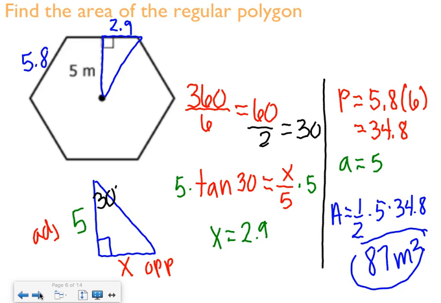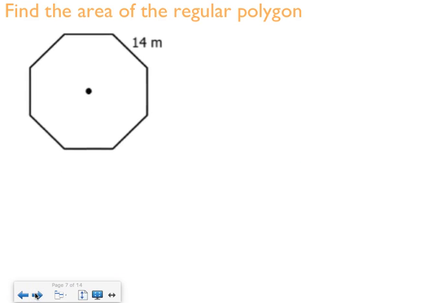Should we try another one? Okay, so we gotta draw our triangle. Draw your triangle. So we were given our side length of 14. What does that really mean on our triangle? 7 on the bottom. Good job.